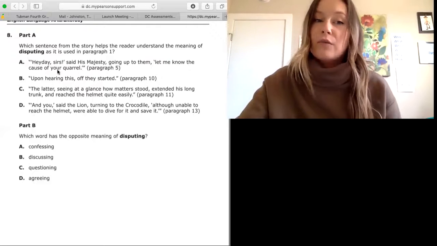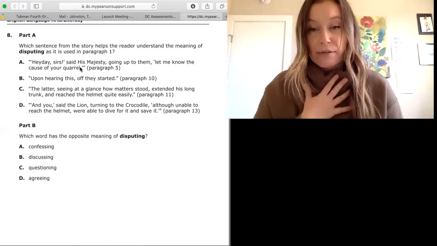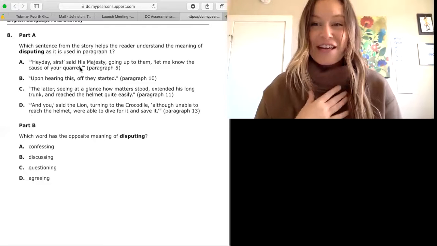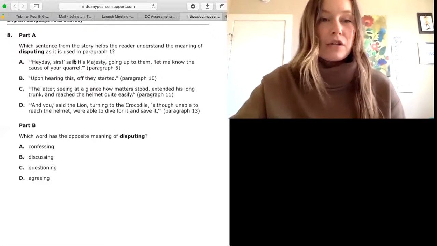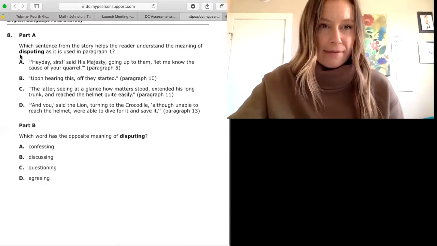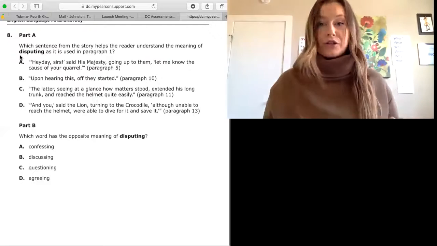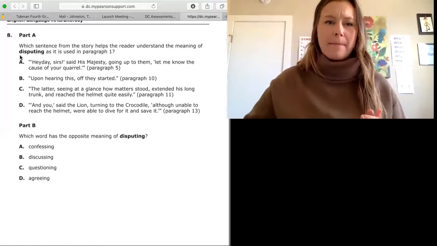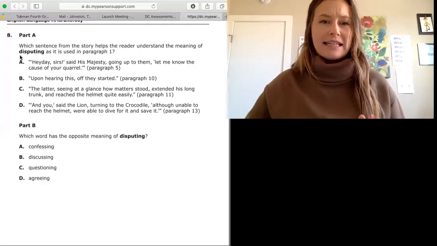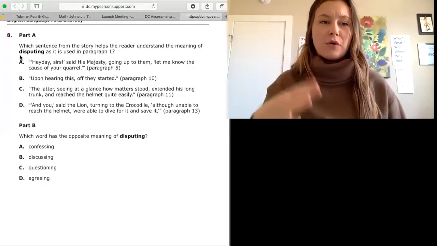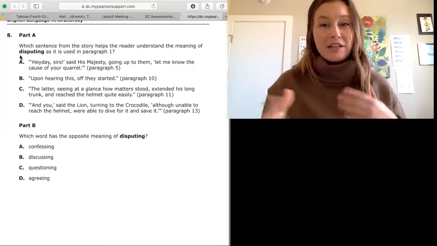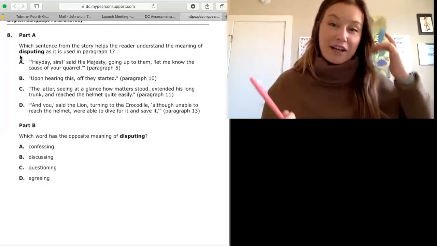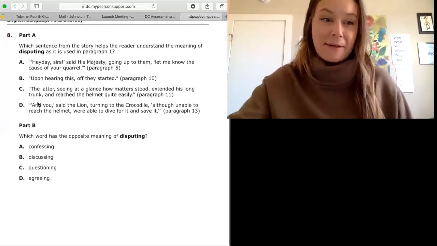So the first one had the word quarrel in it. I know the word quarrel means to argue, or to fight. So I'm going to circle A. If I was unsure what the word quarrel meant, I know that just from context, let me know the cause of your blank. And just from eliminating those other 3, I could have just assumed quarrel meant fight.